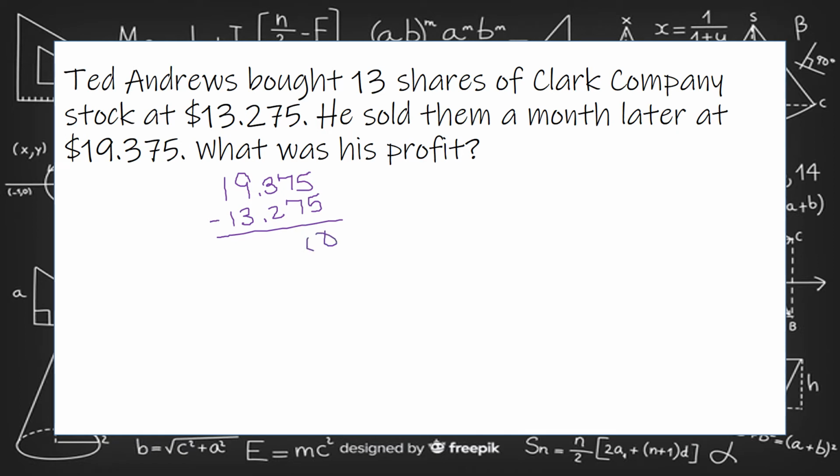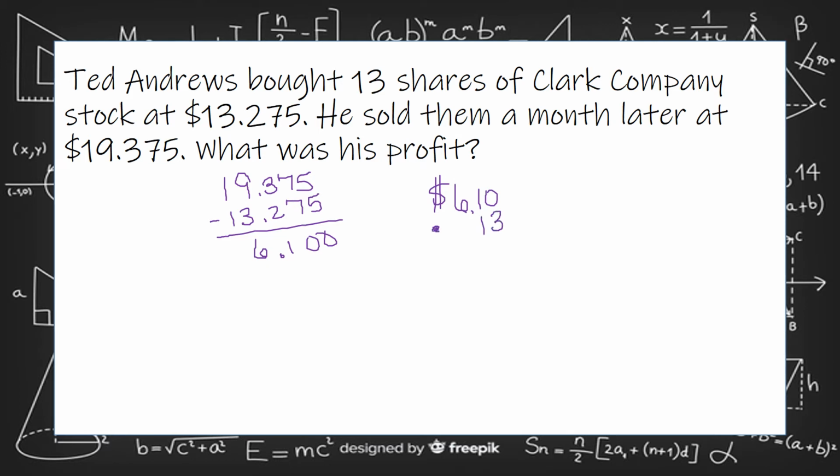7 minus 7 is 0. 3 minus 2 is 1. 9 minus 3 is 6. And 1 minus 1 is 0. So he made $6.10 on each share.